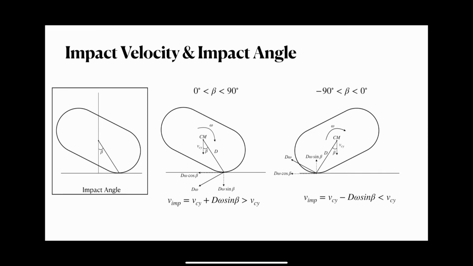So this leads us to form our theory about the impact velocity and the impact angle. The impact angle here we have defined as beta, as you can see on the left. So for ranges of beta between 0 degrees and 90 degrees, the angular velocity will actually create a vertical component for the contact point, which means that the impact point has a velocity v(imp), which is equal to the velocity of the center of mass plus d times omega times sine beta. This is greater than the velocity it would have had if it was only due to the velocity of the center of mass, and therefore that's what gives it a greater normal force.